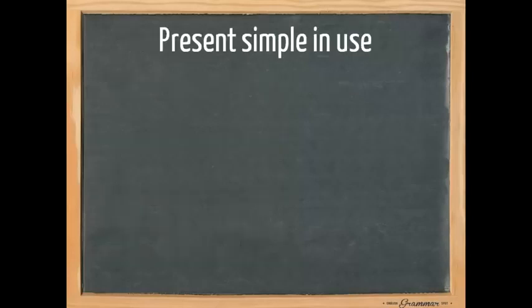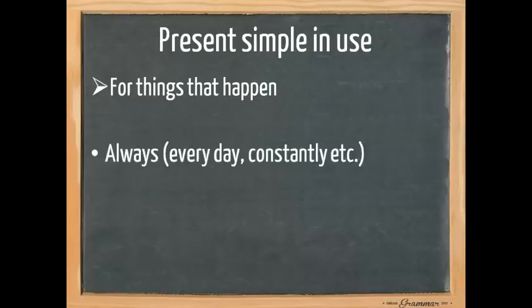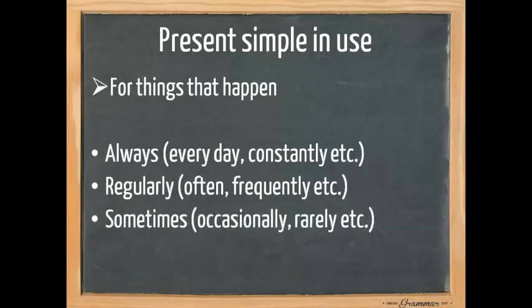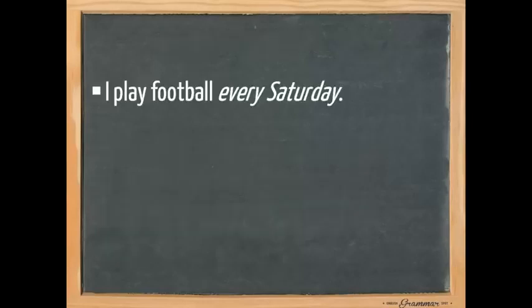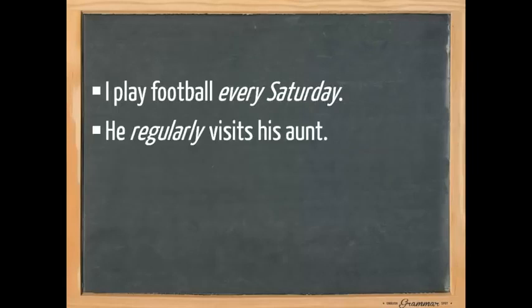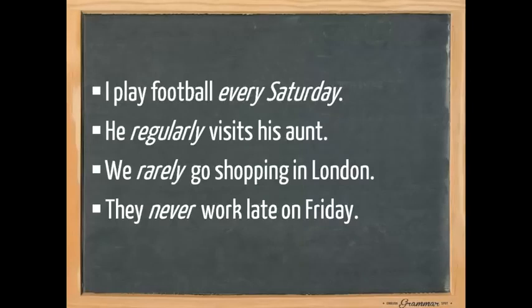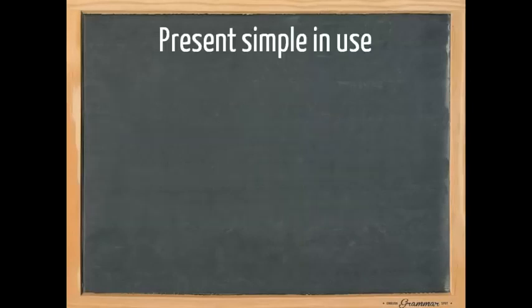Now let's take a look at when we use the present simple. First, we use the present simple for things that happen always, such as every day and constantly, regularly, such as often and frequently, sometimes, such as occasionally and rarely, and never. For example, I play football every Saturday. He regularly visits his aunts. We rarely go shopping in London. They never work late on Friday.